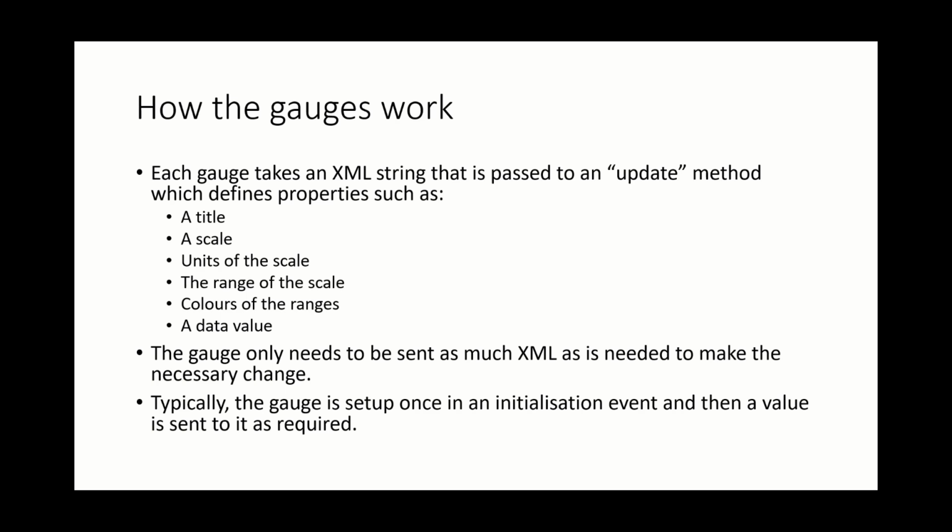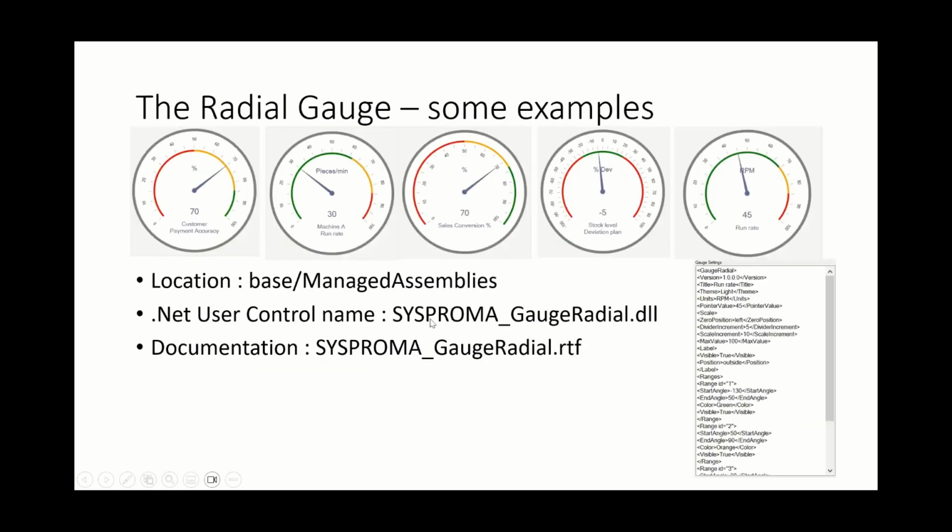The gauge only needs to be sent as much XML as is needed to make the necessary change. So we'll see shortly that in App Designer, you'll probably design the gauge look and feel, and then all you've got to do is send the data to it, so you don't have to keep on changing the look and feel. And as I say, the gauge is typically set up once on an initialization event, and then the value sent to it as you move through your program. But it doesn't stop you changing the look and feel during the run. So, for instance, for one customer, you might have it with one set of scales, and for another customer, another set of scales. So let's have a quick look at both these gauges.